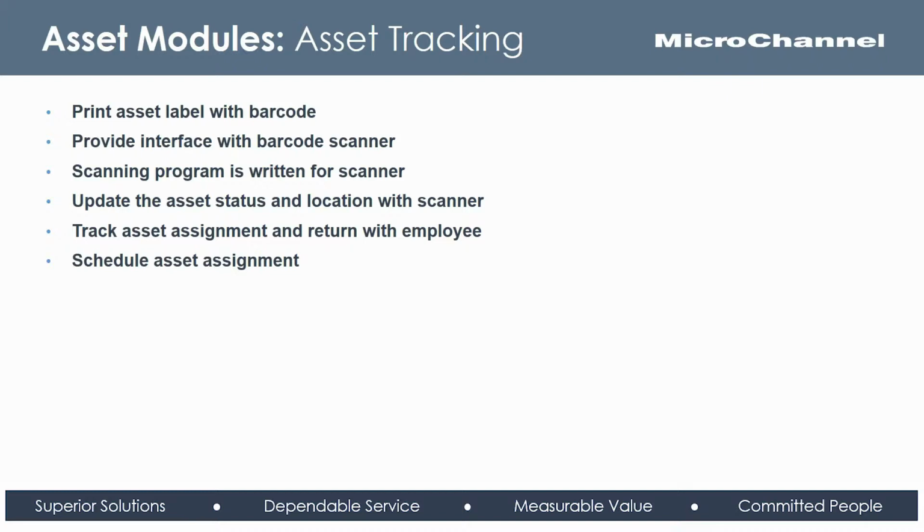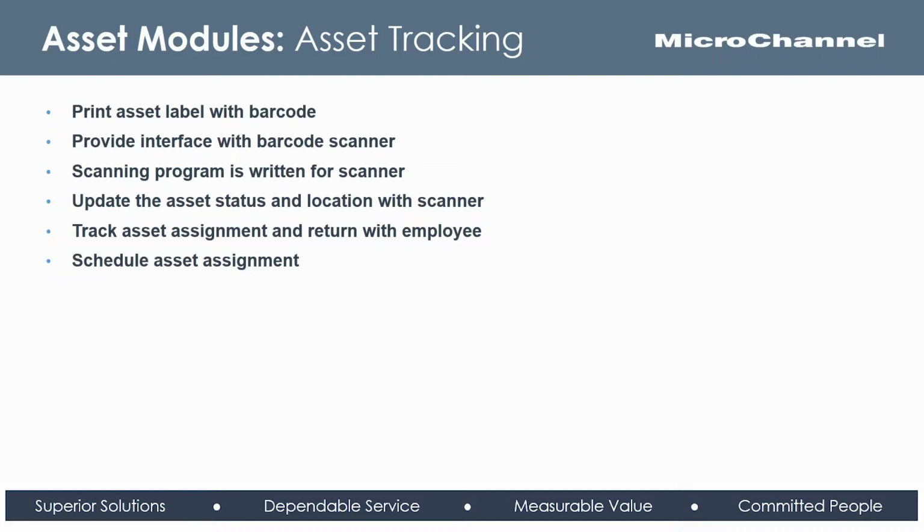You can print asset labels and barcodes. It provides an interface with a barcode scanner and the software, which will be written specifically for that scanner, and allows you to update the asset status and location with the scanner. And you can track asset assignment and return by employee, and you can schedule asset assignments.